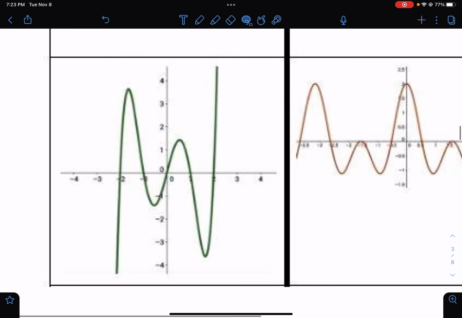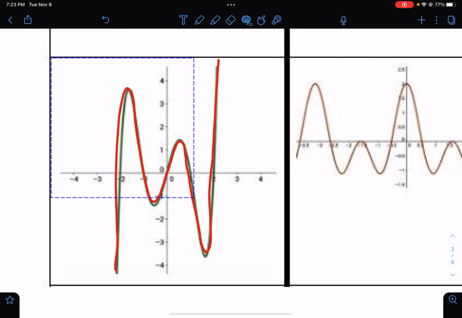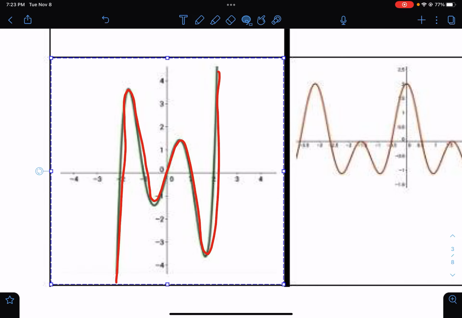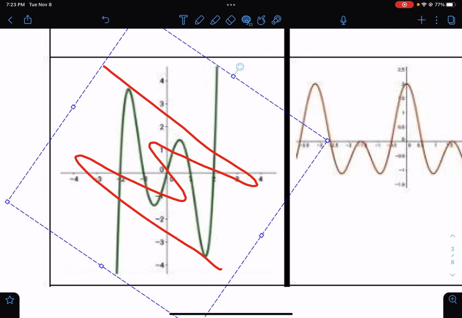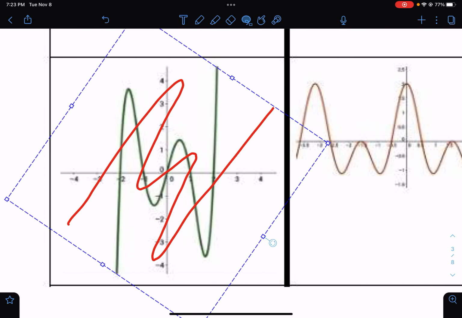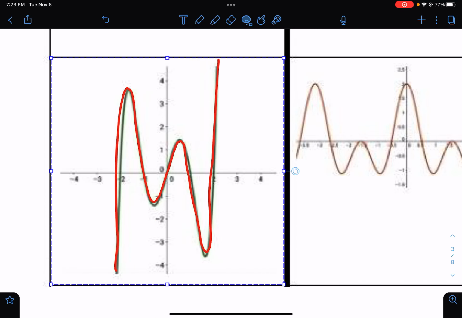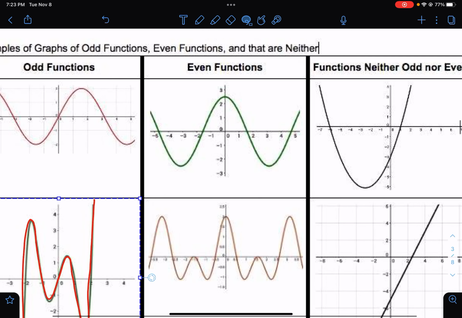You can see here, this doesn't have symmetry across the y-axis. However, I'll try and do my best here. Maybe we can see the symmetry. I know it's not going to be perfect, but we'll try. If I were to rotate this about the origin, we get that 180 degree rotation about the origin. So that is a feature of an odd function. Even function, if I were to fold this on the y-axis, these would perfectly go on top of each other. So that shows the symmetry there.